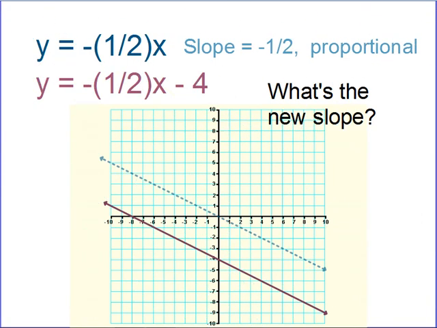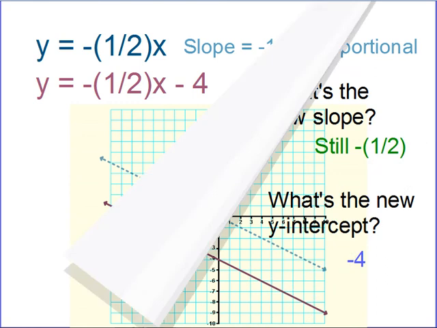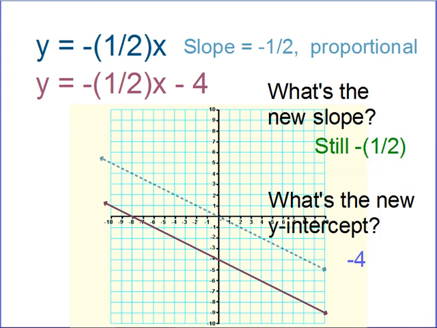What's my new slope? Still negative 1/2. What's the new y-intercept? Negative 4. Before, my y-intercept was at 0. Now it's down here at negative 4. That's really the only difference between the two lines.